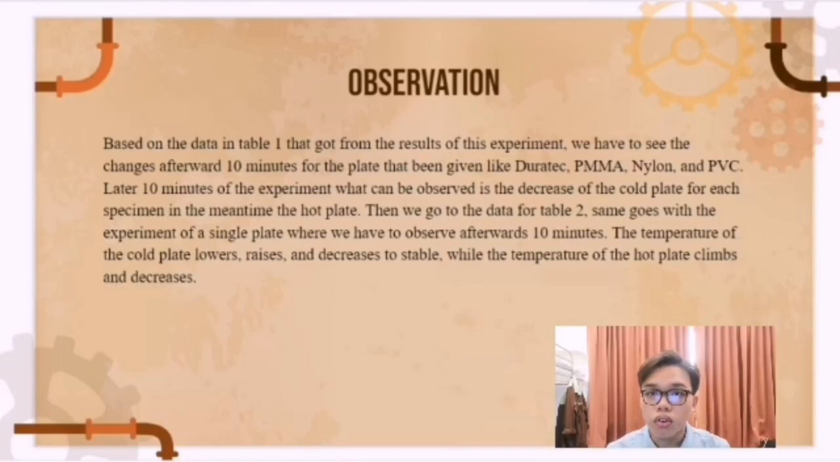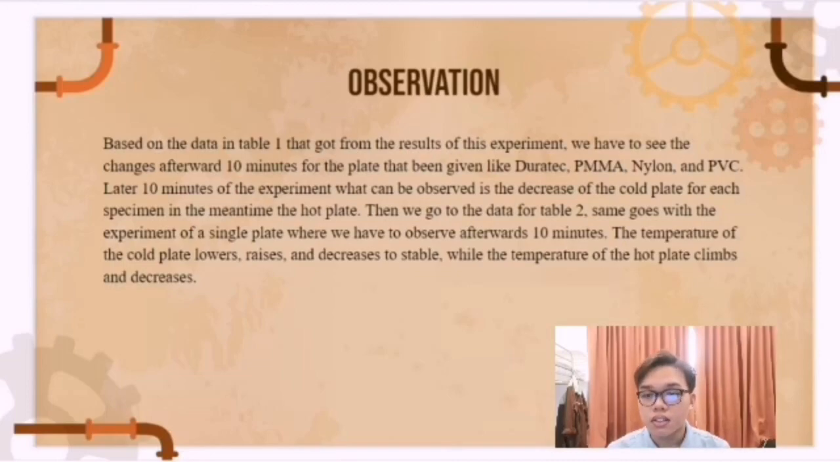Then we go for data 2, same as experiment 1, where we have to observe after 10 minutes. The temperature of the cold plate lowers, rises and decreases, then stabilizes, while the temperature of the hot plate climbs and decreases. So the thermal conductivity test utilizing the guarded hot plate method is prone to error due to the heat loss by convection at the exposed border of the samples.